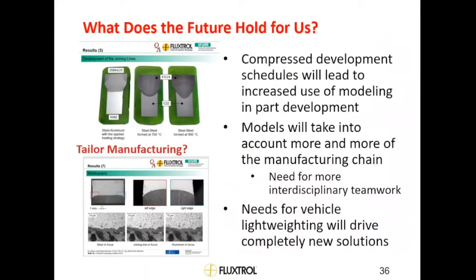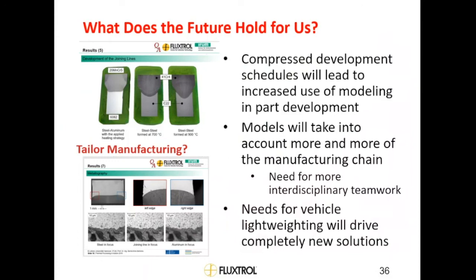So in the future, we're going to continue to model more and more and more of the manufacturing chain to build the component virtually from cradle to grave. So this is going to need more interdisciplinary teamwork. We can't really expect one person to be an expert in every process along the supply chain, nor can we expect one software to completely model every step along every supply chain well.